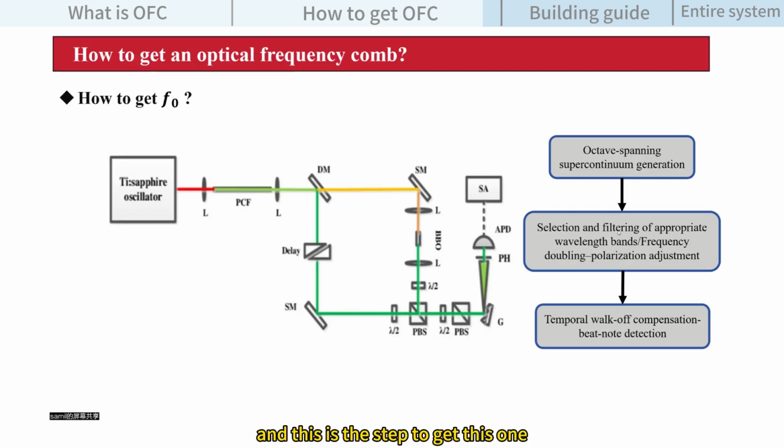And these are the steps to get this. First, we need octave-spanning supercontinuum generation, and then, with selection and filtering of the appropriate wavelength, frequency doubling, polarization adjustment, and then temporal overlap with noise detection, we can get the zero frequency. Once we have it locked in place, it gives us a working optical frequency comb. At this point, you should have a great understanding of the optical frequency comb. So let's go to the next part.